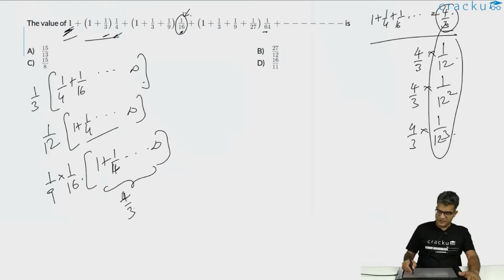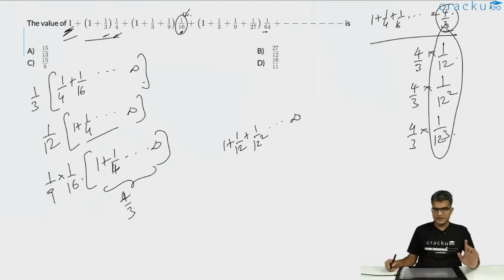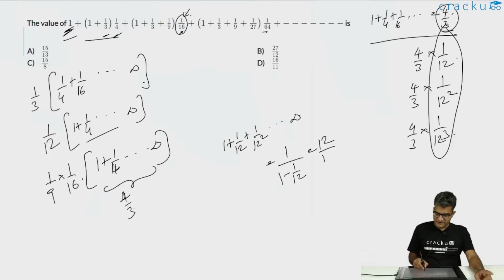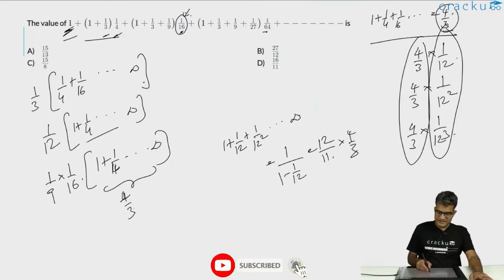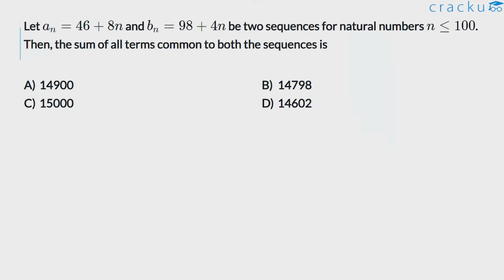This is again a geometric progression. The sum of 1 plus 1 by 12 plus 1 by 12 square plus dot dot dot till infinity, again using the original formula for geometric progression, is equal to 1 divided by 1 minus 1 by 12, which is 12 by 11. You multiply 12 by 11 with the coefficient which is common to all of them, which is 4 by 3. This will be 16 by 11, which is option D.